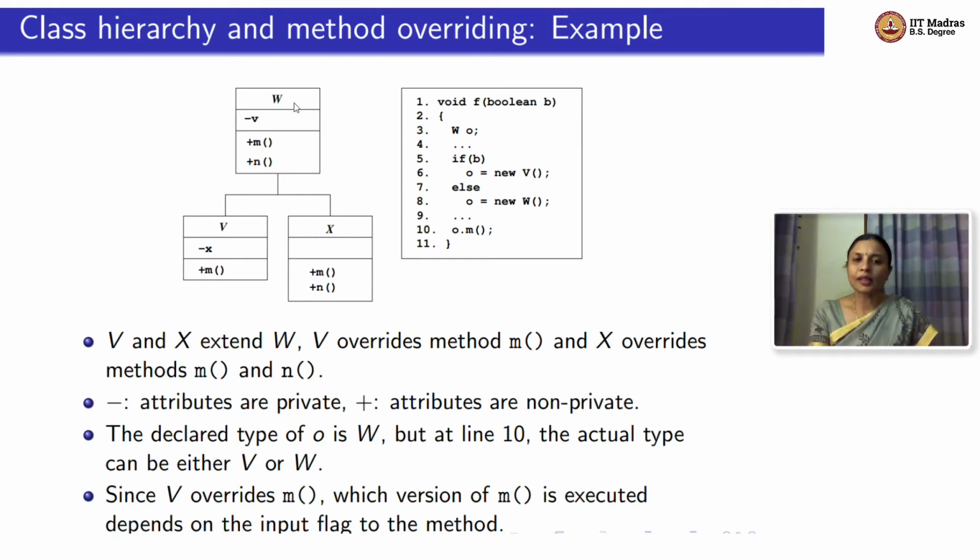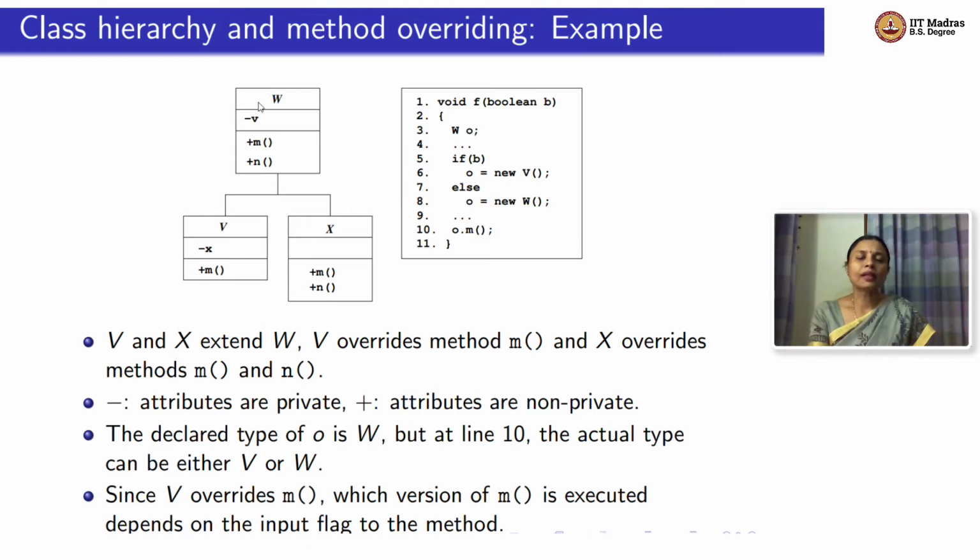This picture says that there are three classes. The topmost box here gives the name of the class. W is one class, V is one class, X is another class. V and X are at a lower hierarchy, W is at the top, and these lines that connect W and V indicate that classes V and X, both of them, extend the class W.